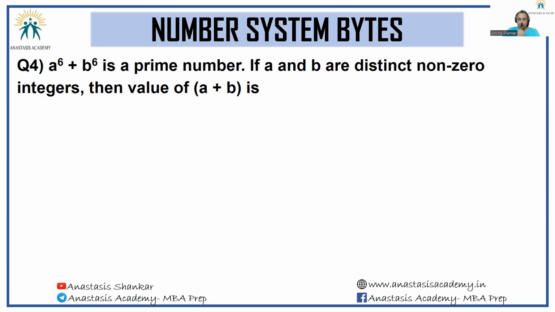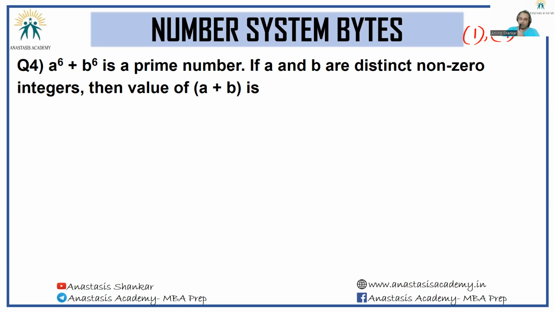Again, reasoning based question. A raised to the power 6 plus b raised to the power 6 is a prime number. If a and b are distinct non-zero integers, then the value of a plus b is. See, if you're lucky and you're able to see it straight away, then wonderful. If you're lucky, you can see, given that this is a theta question, the only possible values that can work are 1 and -1. If you take 1 raised to the power 6 and -1 raised to the power 6, 1 plus 1, you get a prime number 2. Life is sorted if you're lucky.